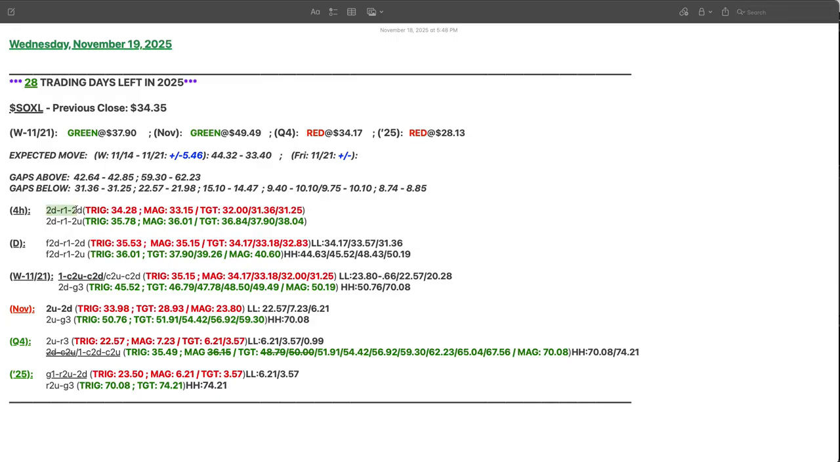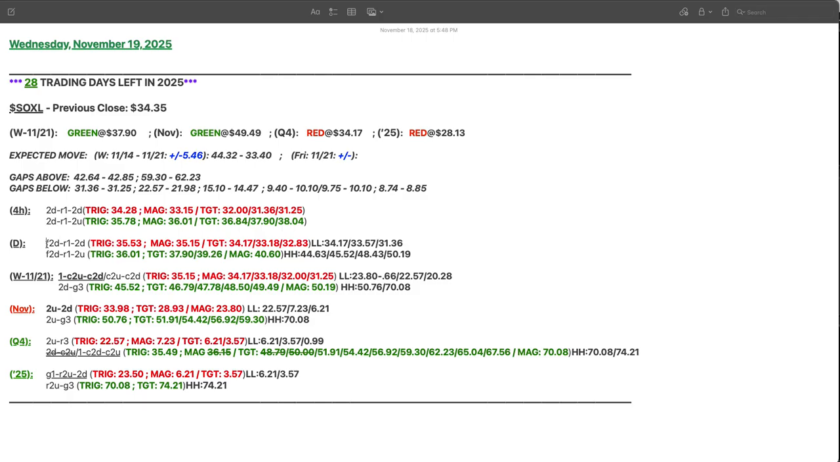But from the 4-hour chart perspective, if we go to the downside in that first 4 hour of Wednesday, that triggers a 2-1-2 down at 34.28 with the magnitude of 33.15. Then we've got our extended targets of 32 flat all the way down to 31.25. If we go to the upside, that's a 2-1-2 up reversal, triggering at 35.78. Again, not a lot of magnitude there, 36.01. We do have the extended targets of 36.84 all the way to 38.04.